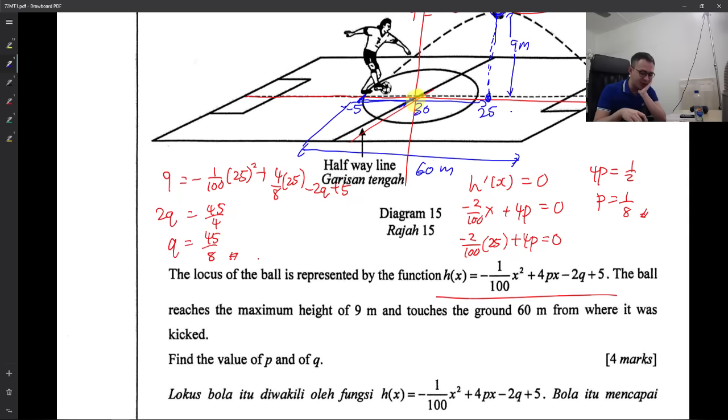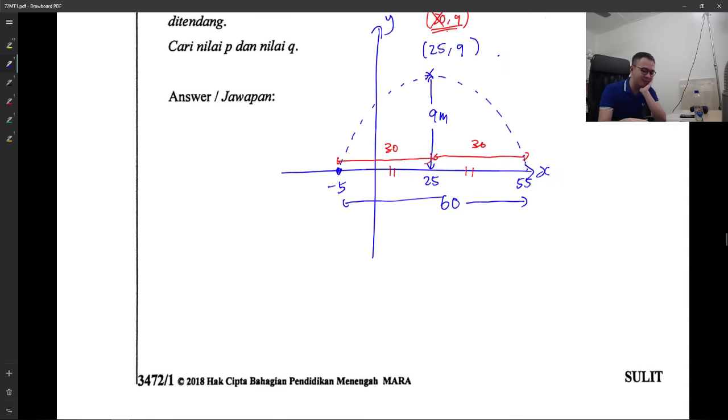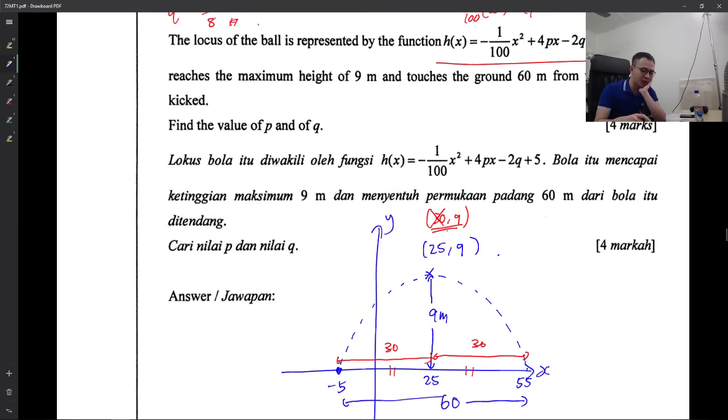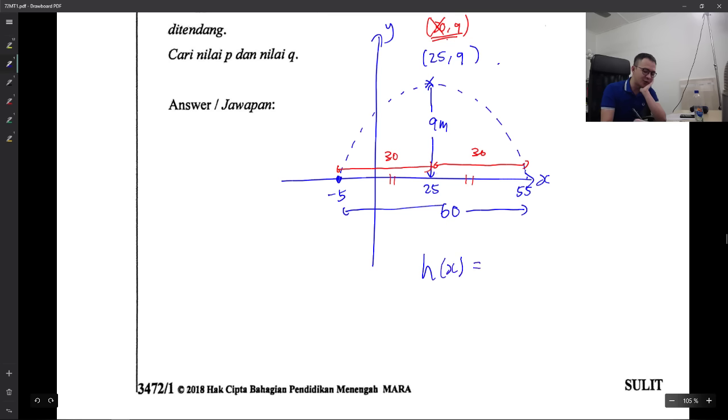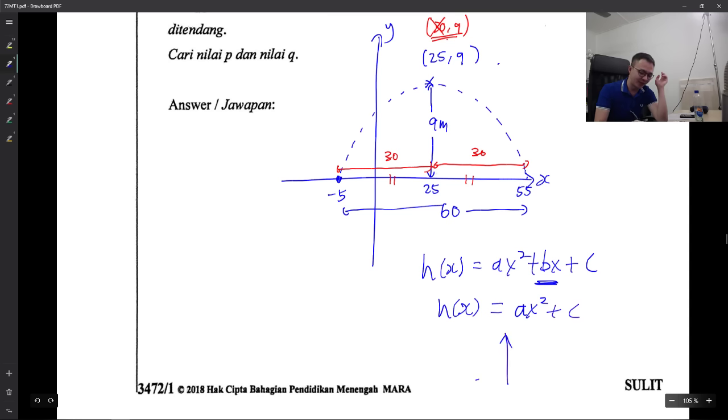But based on the equation, we know it's not in the middle, because one of the reasons is, if you understand the curve, for example h(x) equals ax squared plus bx plus c, once you have the bx term, the curve cannot be symmetric in the middle. If your equation is only h(x) equals ax squared plus c, then your curve is very nice and the maximum is in the middle. But the purpose of bx here is to help your curve move to the left or move to the right.